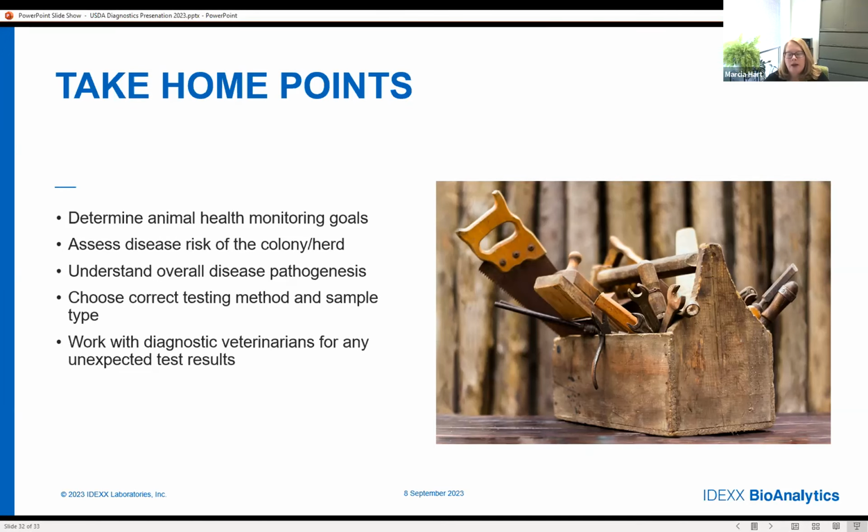And then really, if you get into any tricky situations or you just have questions on how these assays work or which one to choose or how to design a health monitoring strategy, reach out to your diagnostic veterinarians, because I know they're very happy to help provide guidance in any of these different scenarios.